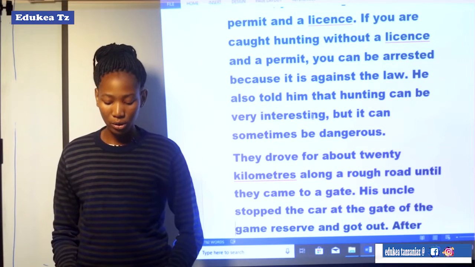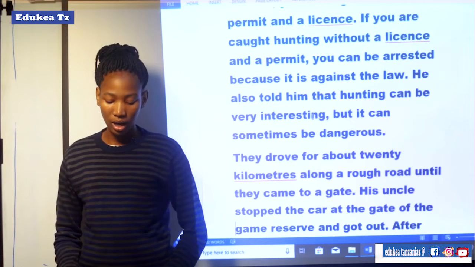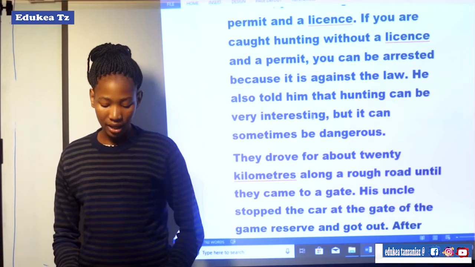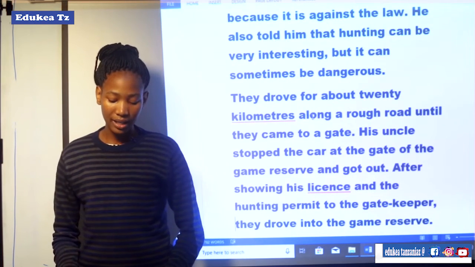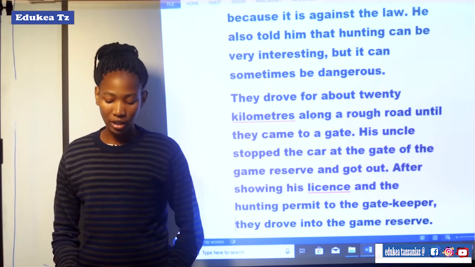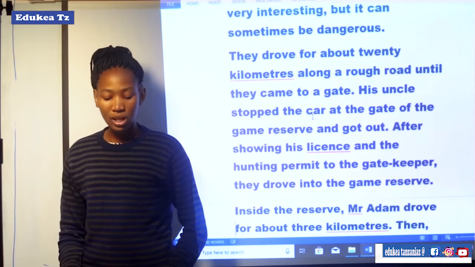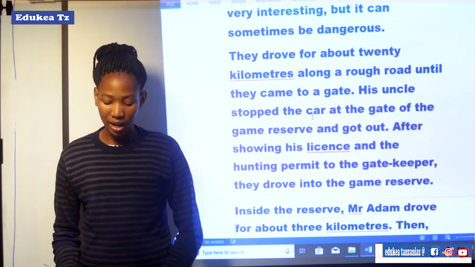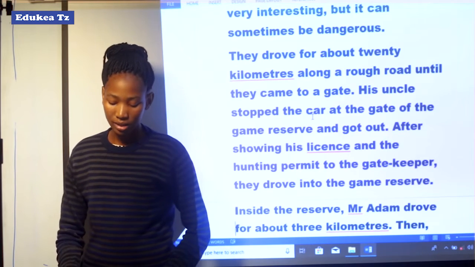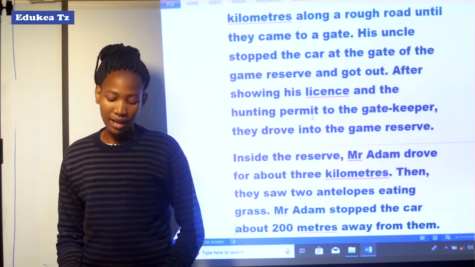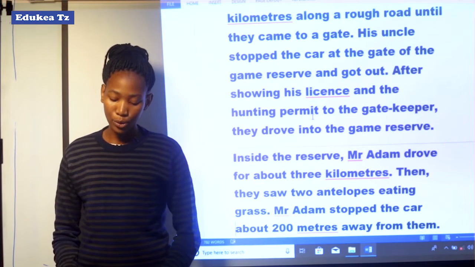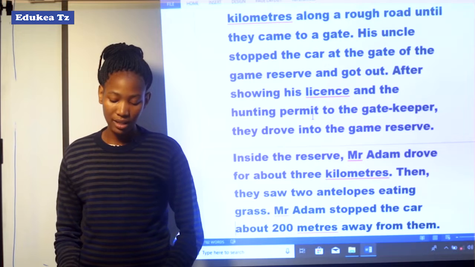They drove for about 20 kilometers along a rough road until they came to a gate. His uncle stopped the car at the gate of the game reserve and got out. After showing his license and the hunting permit to the gatekeeper, they drove into the game reserve. Inside the reserve, Mr. Adam drove for about 3 kilometers.